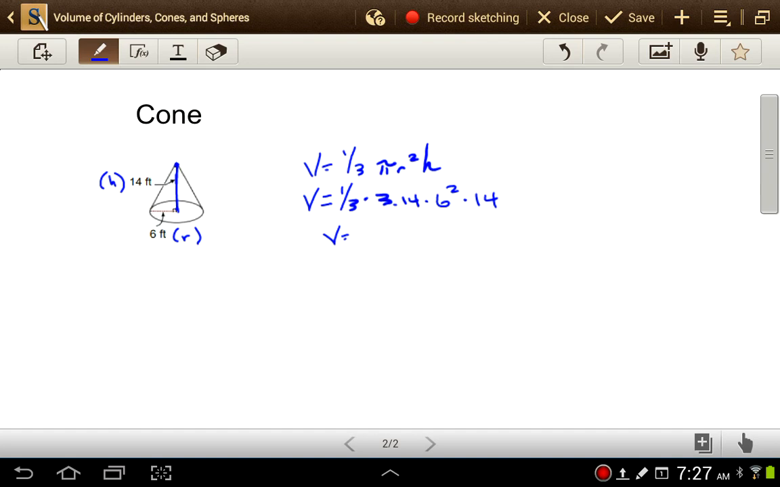And when you type that in, you get 527.52 feet cubed. And that is my answer there.